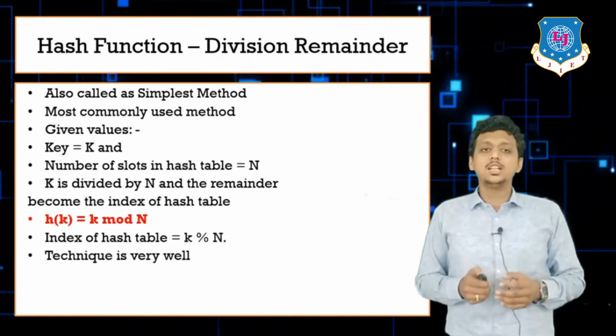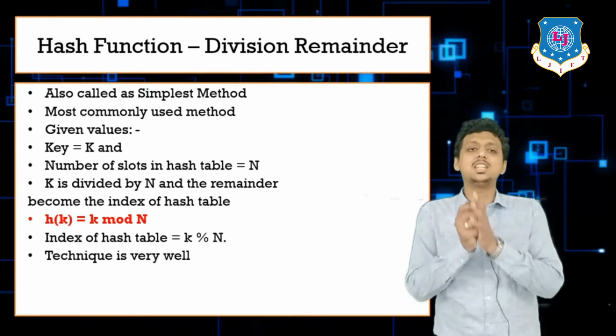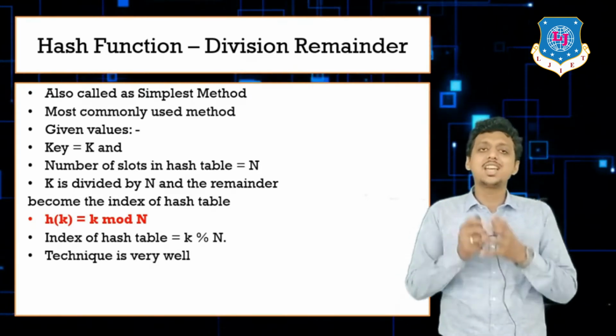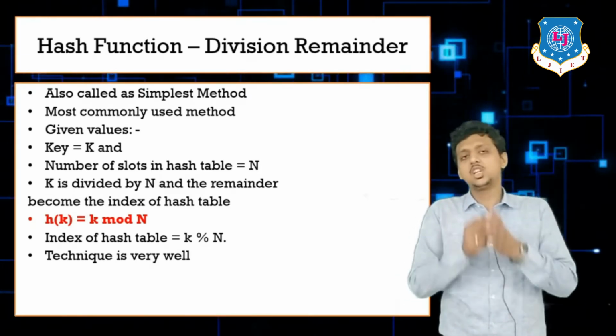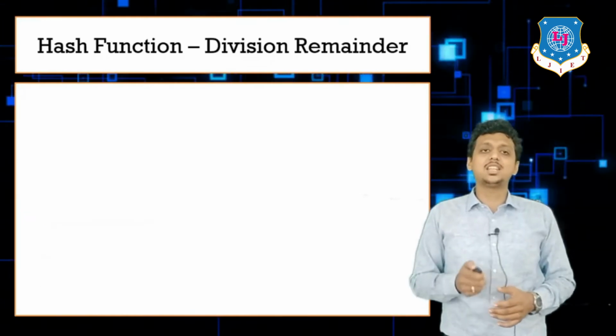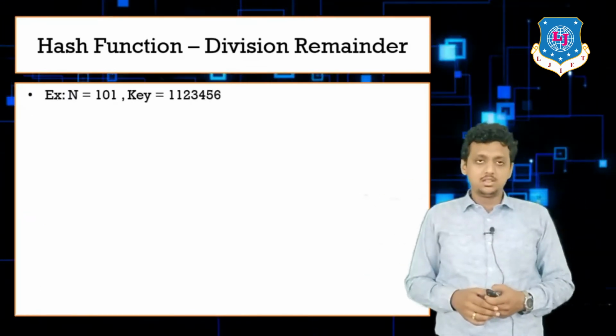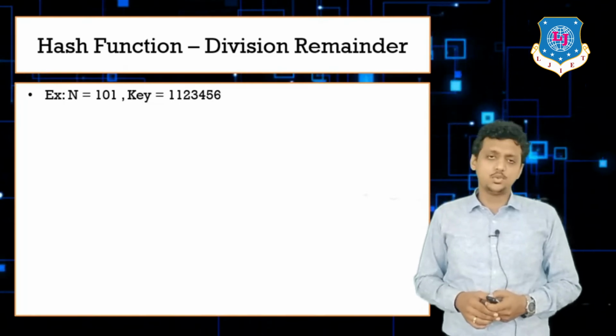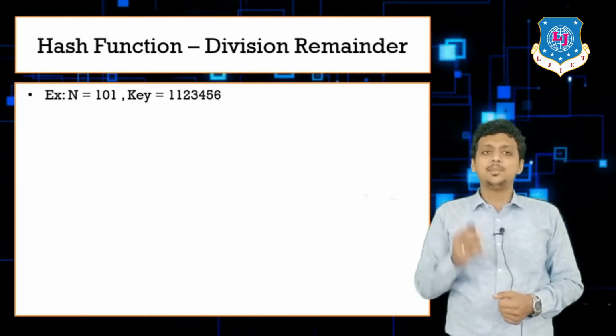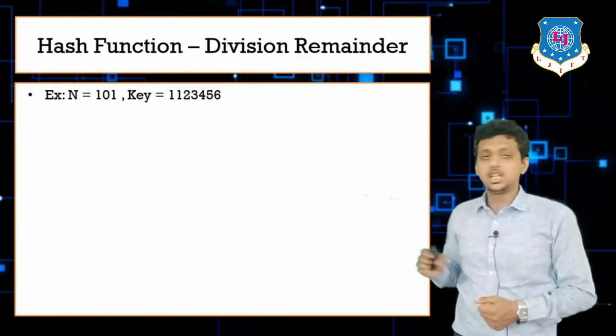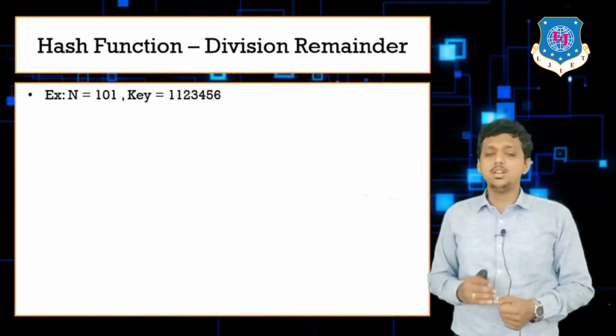Fine. So the technique is very easy and well known, and it is called the hash function division remainder method. Let's take an example. Suppose n is equal to 101, which means the table size is 101. Now the key value is 112356.